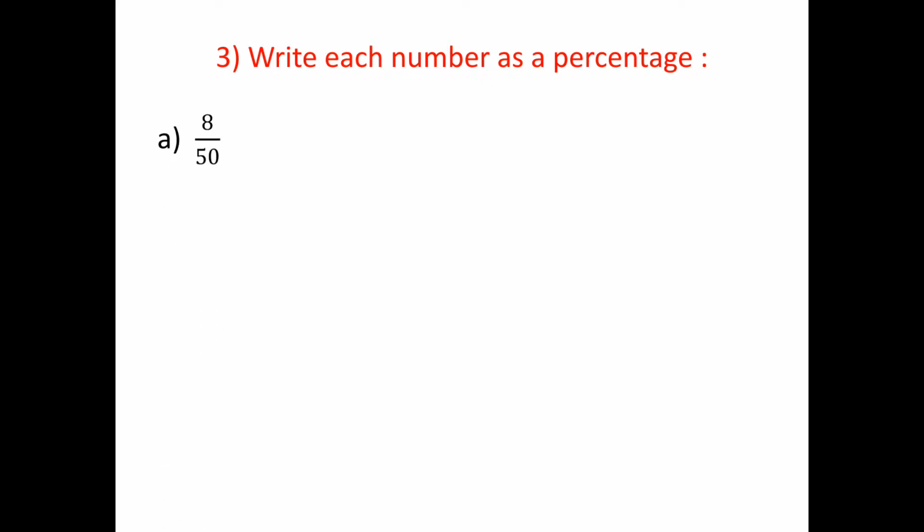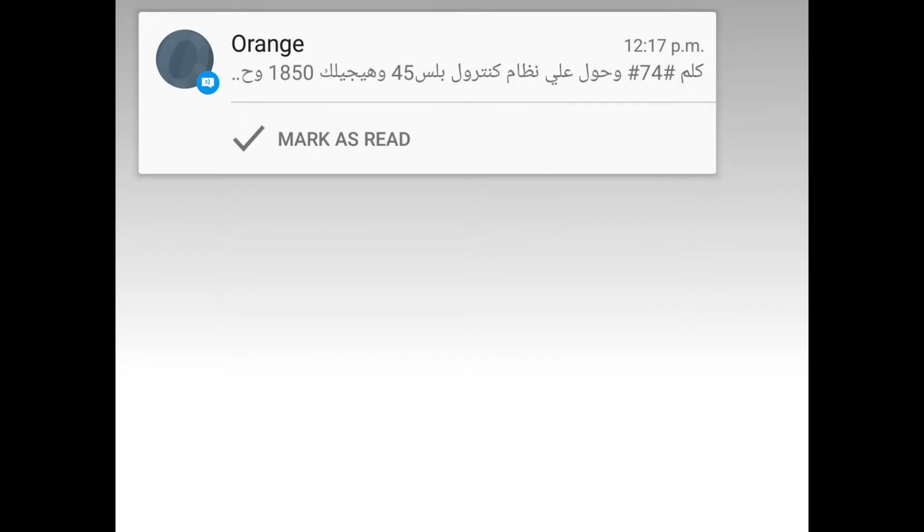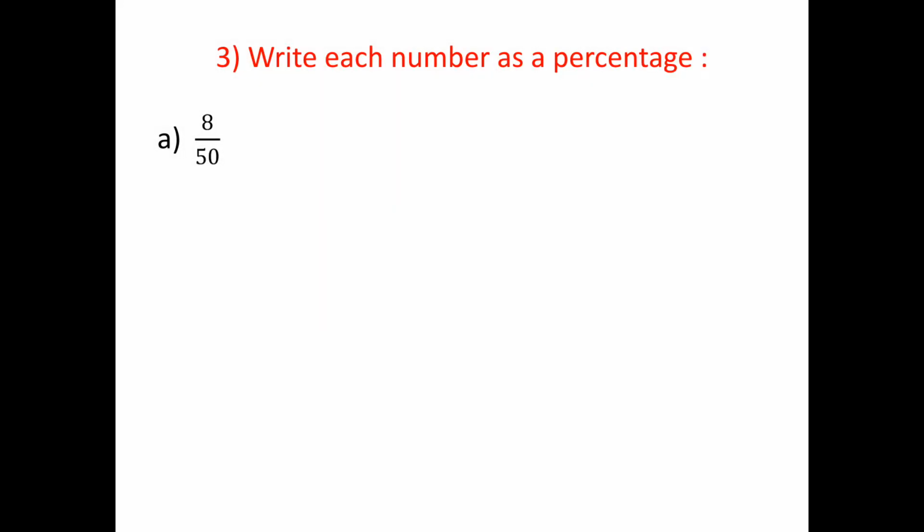8 over 50. Is this ready? No, because I have 50 in the denominator. How to solve this problem? I'm going to multiply this 50 by 2. And of course, I will do the same up. Because when I multiply 50 by 2, it will give me 100. And this is the number that I need. So multiply by 2, up and down. It will give you 16 over 100. Is it ready now? Yes, it's going to be 16%.